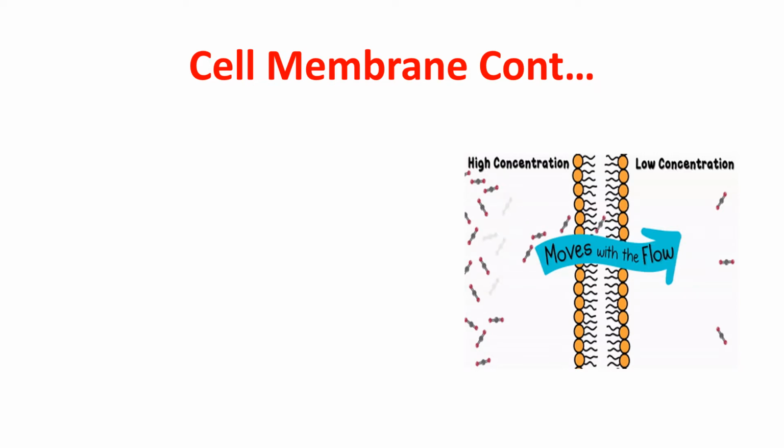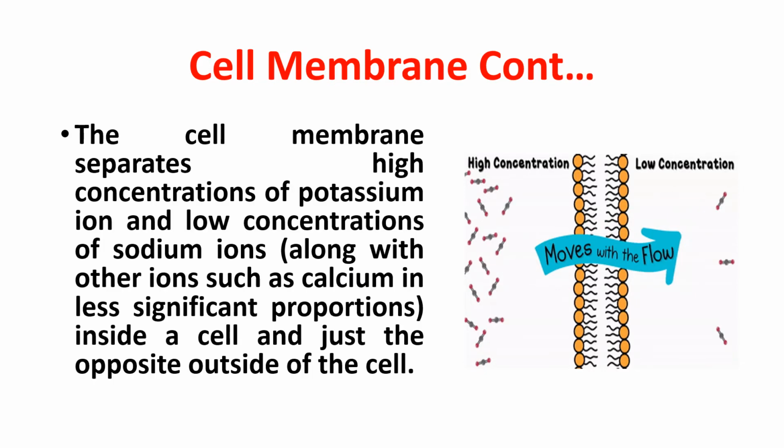The cell membrane separates high concentrations of potassium ions and low concentrations of sodium ions, along with other ions such as calcium in less significant proportions, inside a cell, and just the opposite outside a cell.